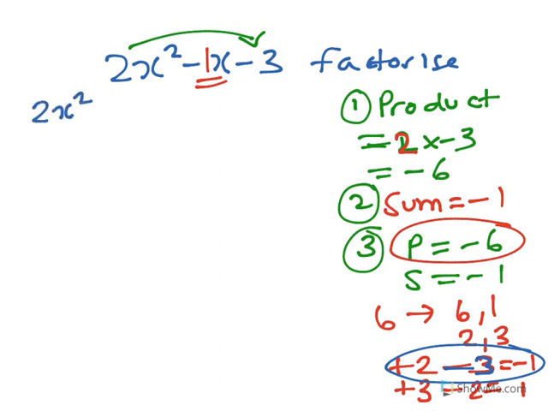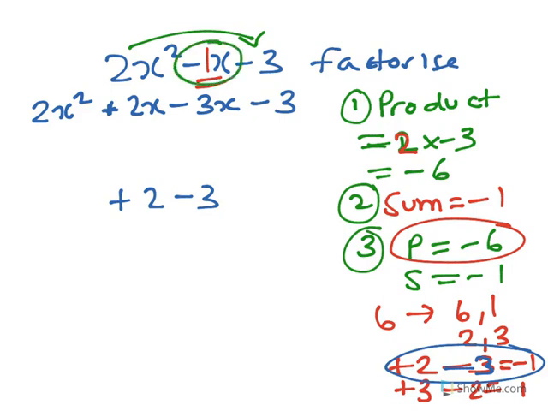So now you write that out. I said plus 2 minus 3, so you write plus 2x minus 3x, and then minus 3. Effectively, all that you've done, you see this minus 1 here? You've broken it up so that you've got 2x minus 3x. So you haven't really changed this sum. Instead of writing minus 1, you've written 2 minus 3, which is equal to minus 1. Does that make sense? Okay.